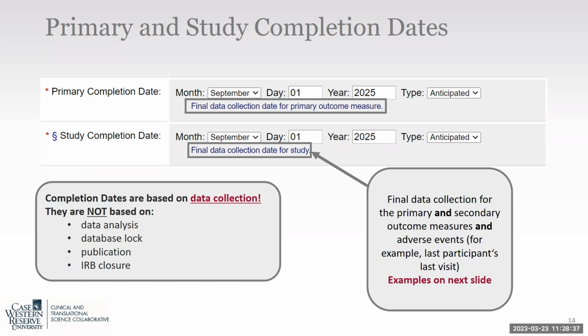So we want to make sure that we know that the primary completion date is the final date of data collection for your primary outcome measures, and the study completion date is that final date of data collection for any secondary outcomes and adverse events.